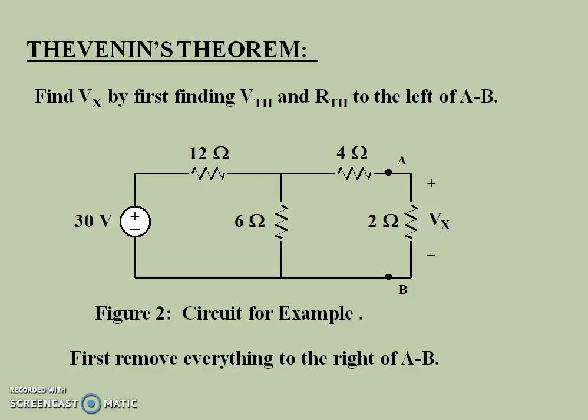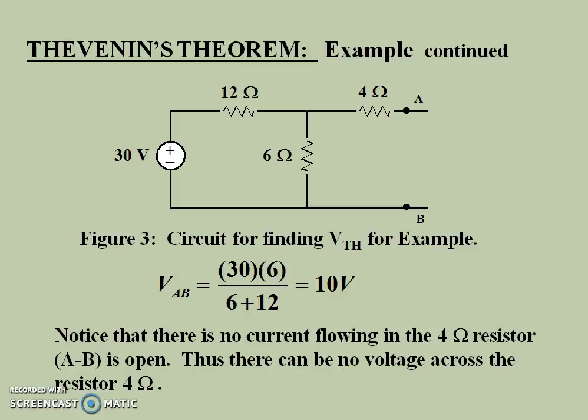Now this is a typical example. Here the load that has been connected at terminals A and B has a load resistance value of 2 ohm. Now we have to apply Thevenin's theorem to this circuit, and we have to find out the voltage across AB, that is Vx. Now first step is to find the V Thevenin, that is across AB.